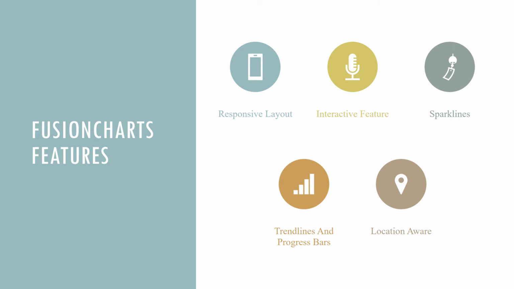Next, we have trend lines and progress bars. They help answer questions like how far is the latest measure from achieving the target, or is the current measure better when compared to the previous one? It makes the data more meaningful and relevant for users.